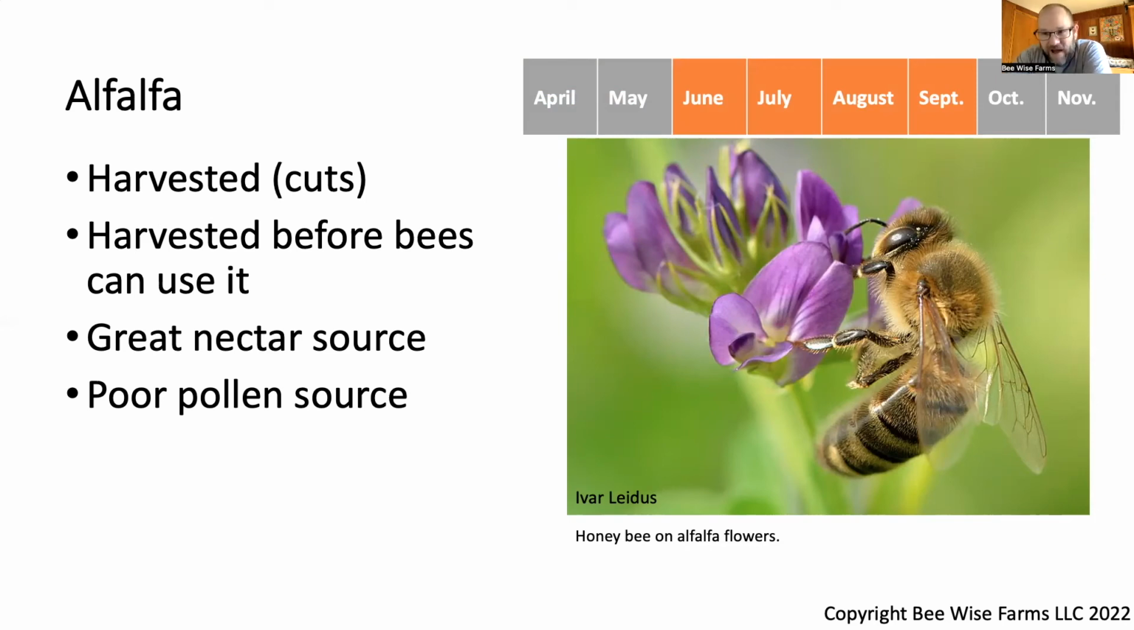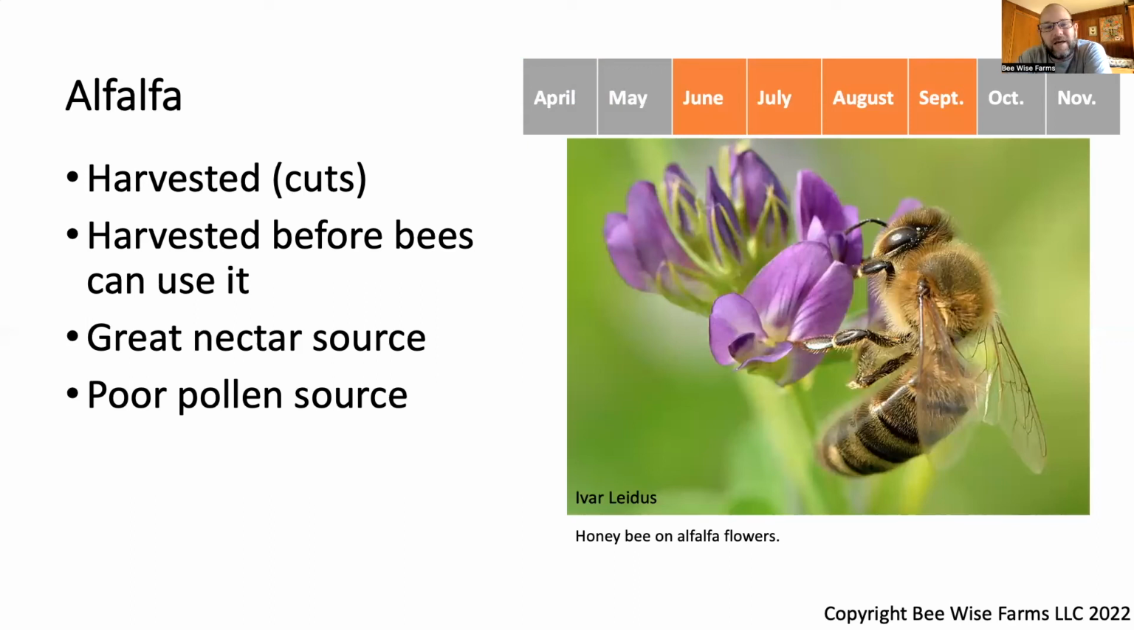The problem with alfalfa is the only way that you get those 2 billion flowers is if you let it go to seed. And most alfalfa is not produced for seed. It's produced for forage for livestock. And so it ends up that these crops oftentimes get harvested right before the bees can actually use it. So if you have acreage and you want to plant alfalfa, let me tell you, it's a great nectar source. You will produce a ton of honey off of that. But it's a poor pollen source. So you have the flip side of that.